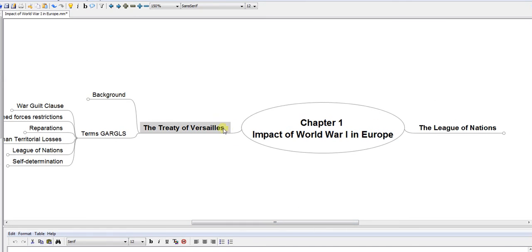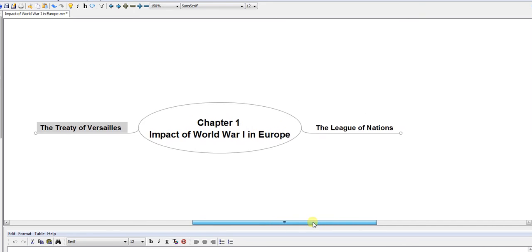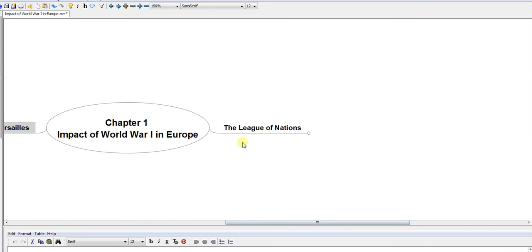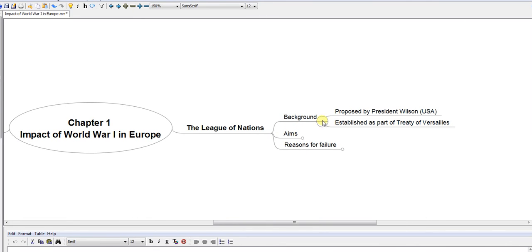The first part was the Treaty of Versailles. As a result of the Treaty of Versailles, this particular organization, the League of Nations, or LON, was created. A little bit of background: President Wilson of the United States of America proposed the creation of a League of Nations to prevent another world war from happening.